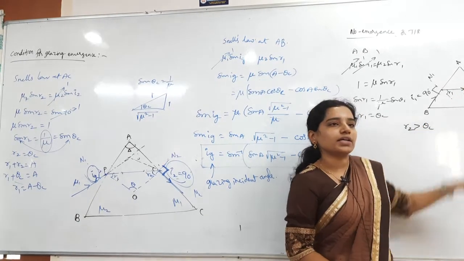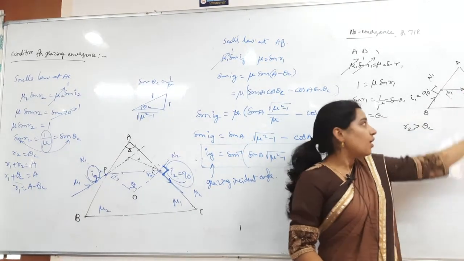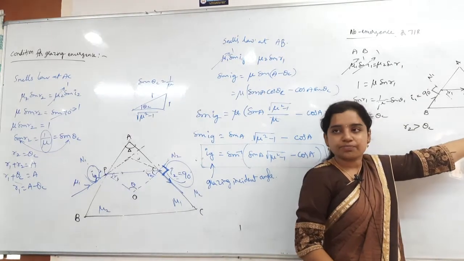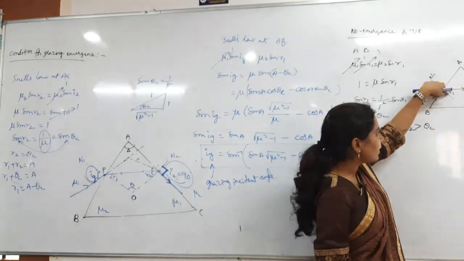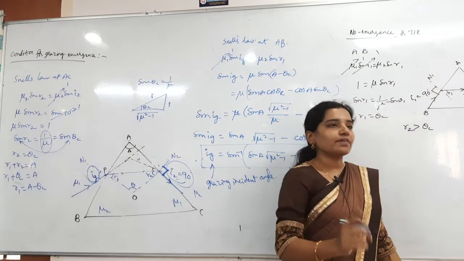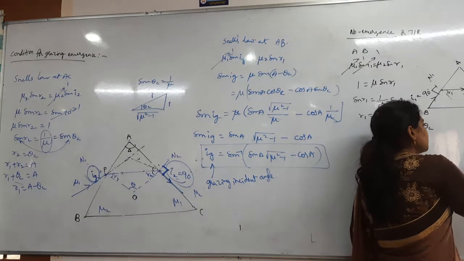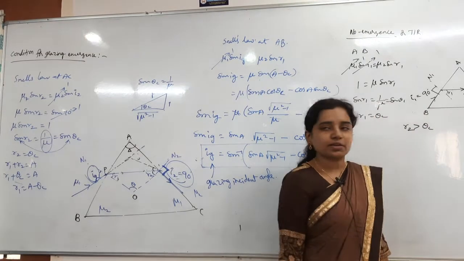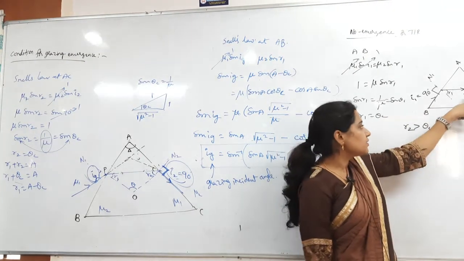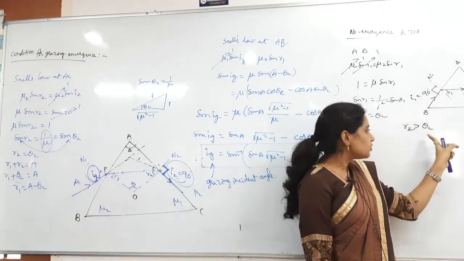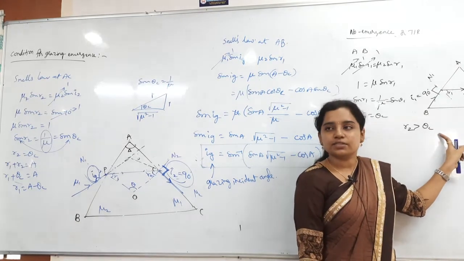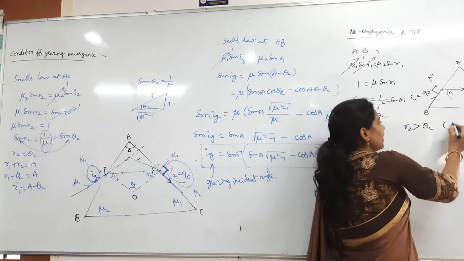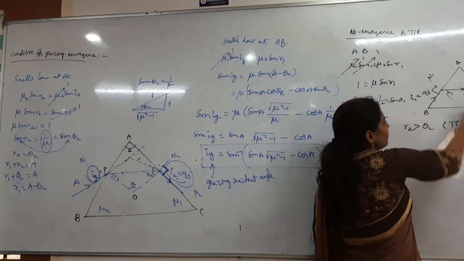Here R2 is what? Angle of incidence on which face? The AC face. So on the AC face, the angle of incidence is R2. Whenever the angle of incidence is greater than the critical angle, then only total internal reflection will come. So the angle of incidence is R2, and that should obviously be greater than theta c. Then only TIR will happen on this particular face.